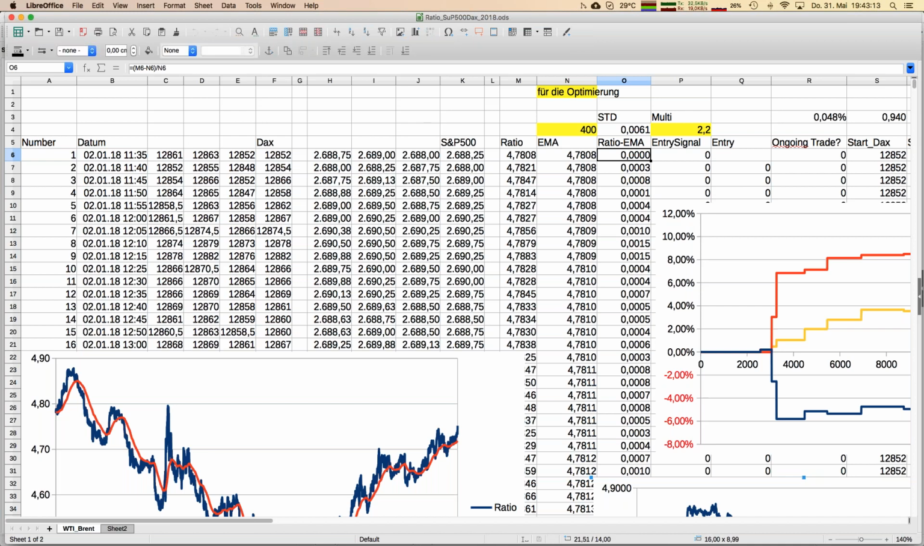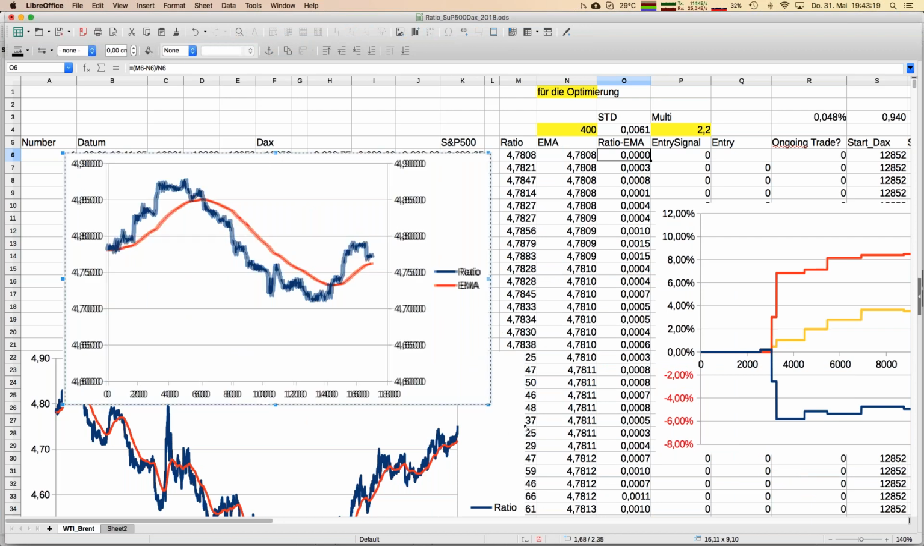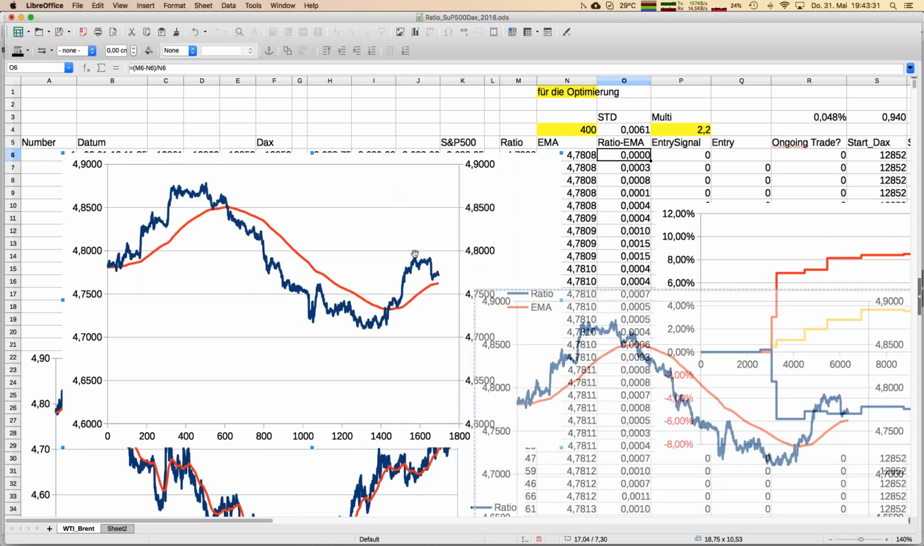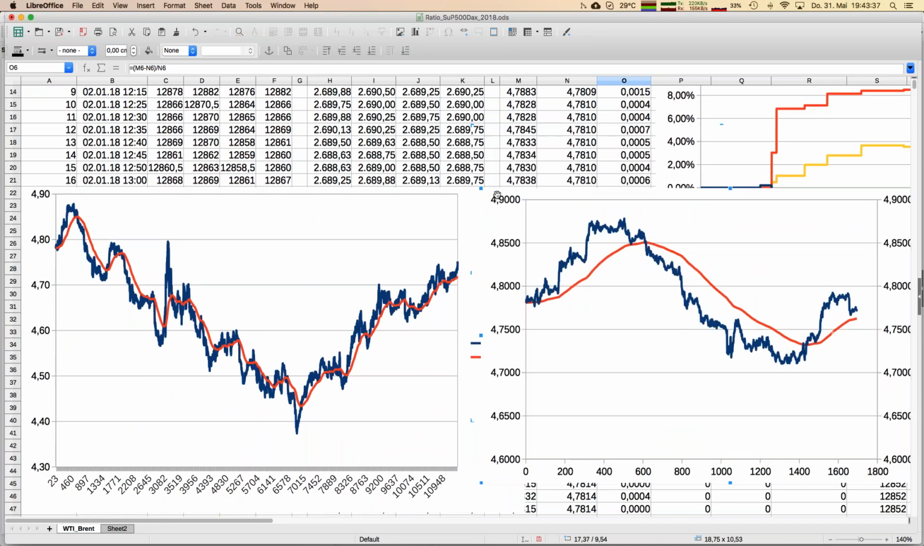But in order to illustrate a little bit more what it means, I go for this chart in front of everything else. For the first 1,700 data points, I use this chart. The other one is here. Let's start with a complete picture, and then we go for the zoom in function. So what we have here is for the complete data set. The 4 months of 2018, we have that ratio in blue and the EMA on that ratio in red.